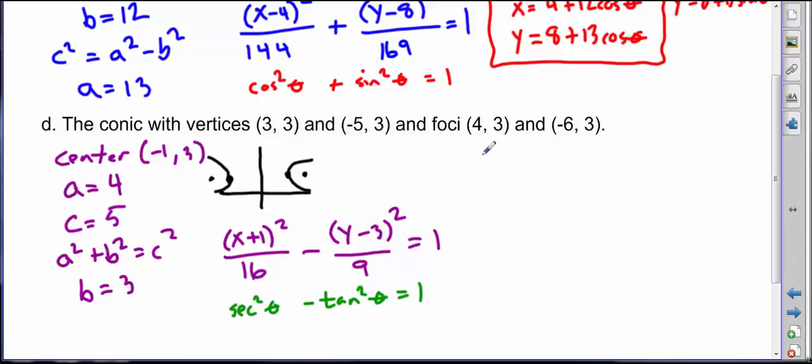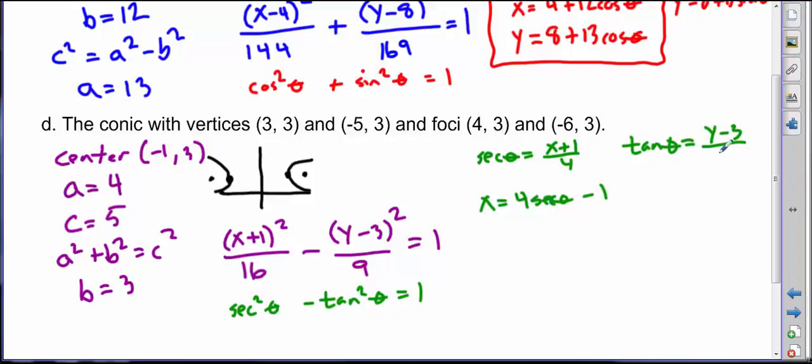So I know that secant of theta is going to be (x plus 1) over 4. So x is equal to 4 secant of theta minus 1. Again, if you want to switch that order, you'd be more than welcome to, and it might even be smart to do that. And we know that tangent of theta would be (y minus 3) over 3. So y then, and I'll write this over here, would be 3 tangent of theta plus 3, or again 3 plus 3 tangent theta might actually be preferred, but this is fine too.